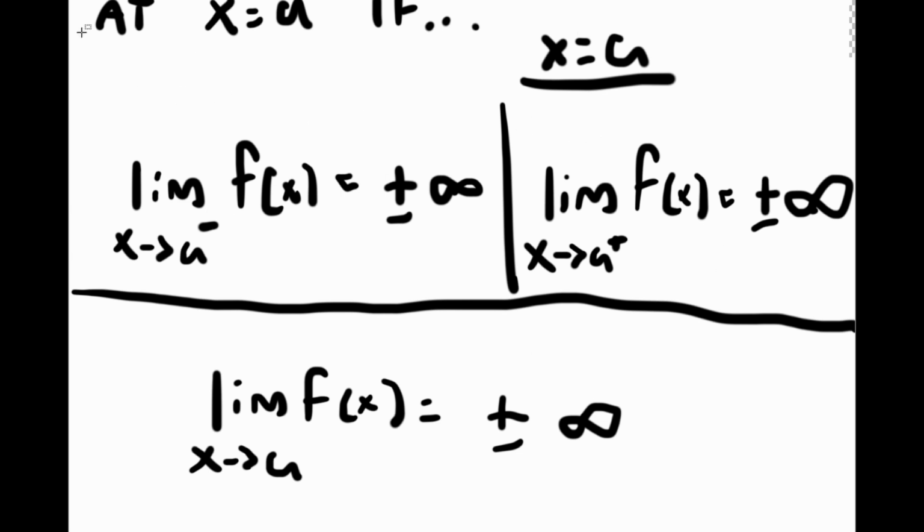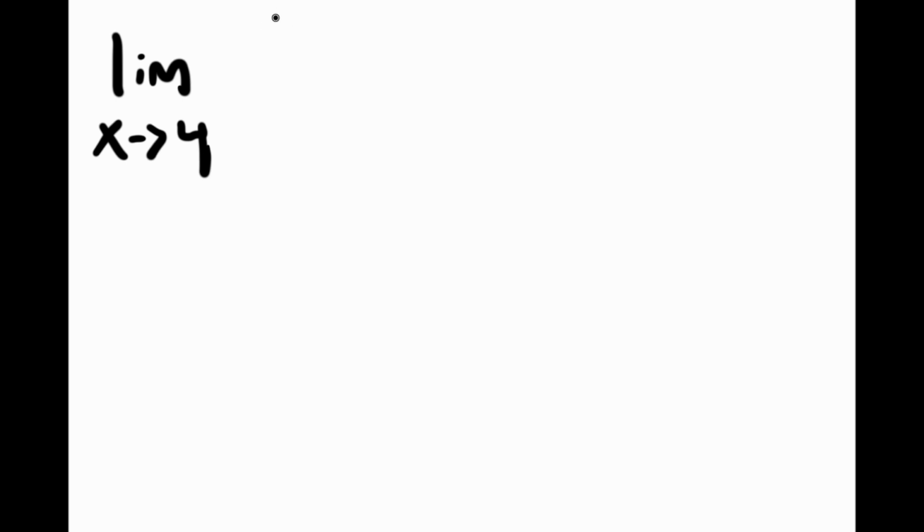So basically, as we saw before, well, we could probably just do an example just to show one more time. Let's say we have the limit as x approaches 4 of 3 over 4 minus x to the third. Say we're given this limit.